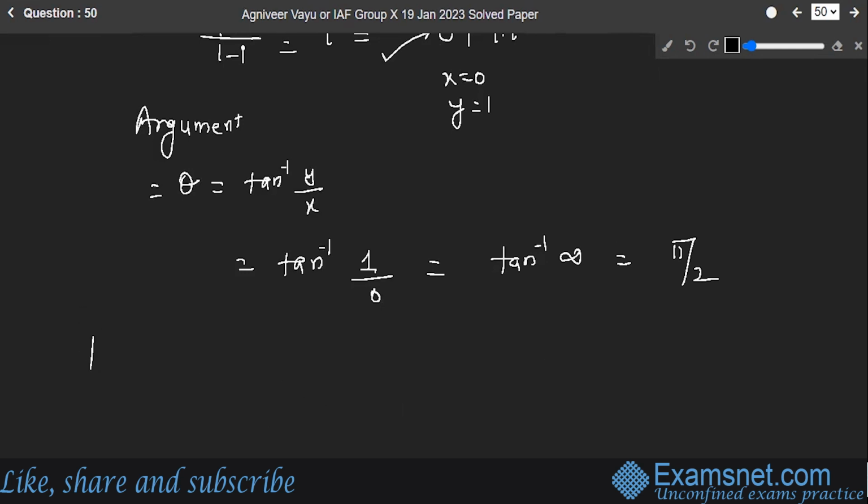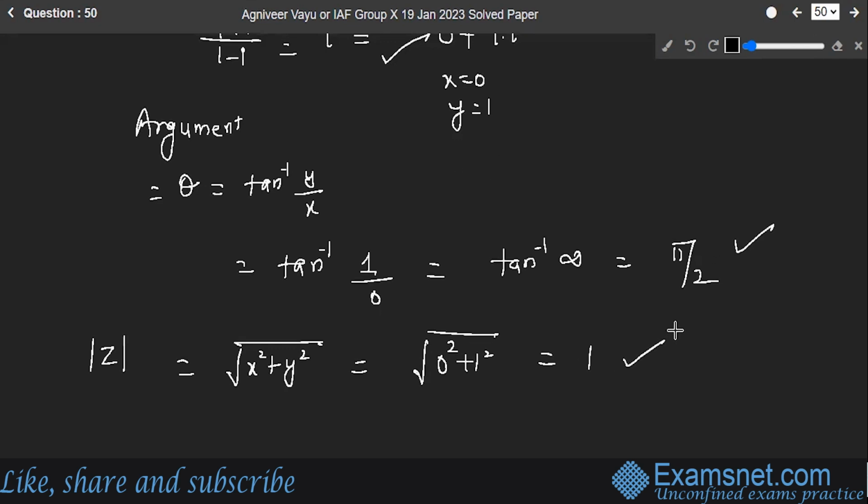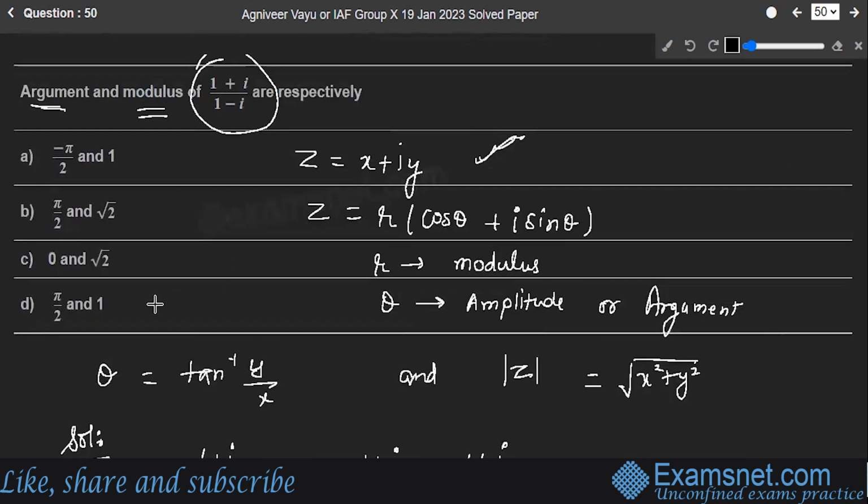Now the modulus of z is given by root of x squared plus y squared, which is equal to root of 0 squared plus 1 squared, which is equal to 1. That's it. So the argument is pi by 2 and the modulus is 1. You have option D as your answer. Hope you got this.